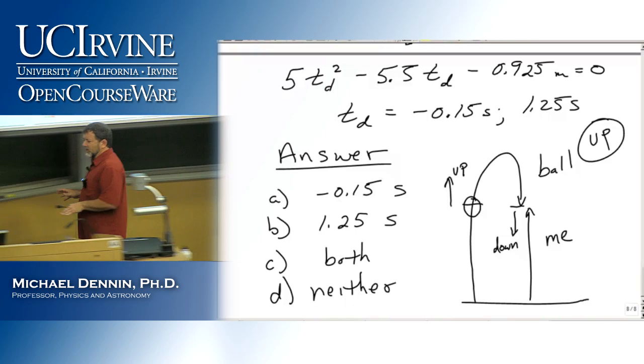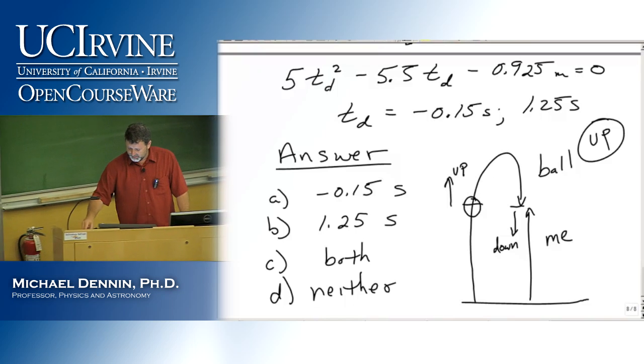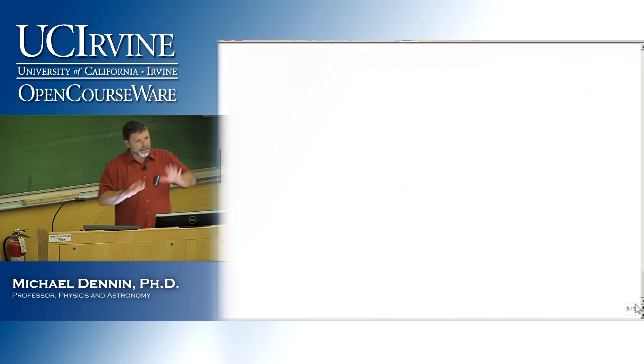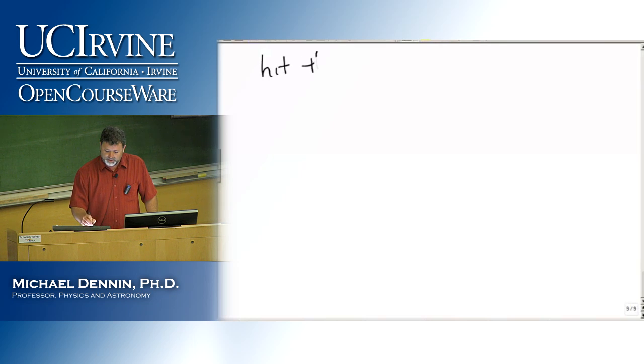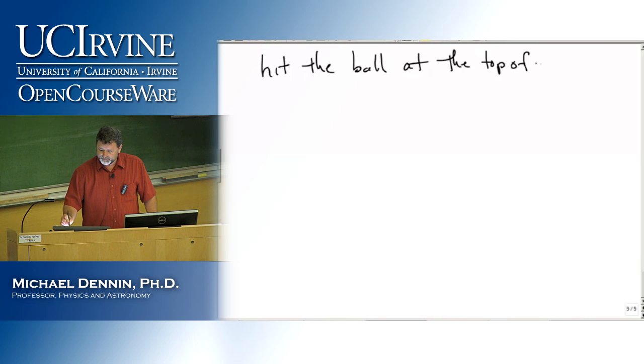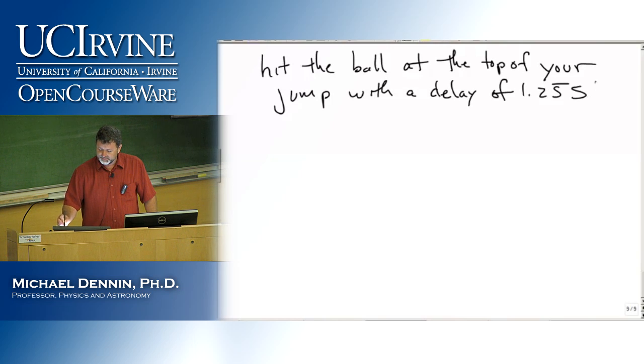So let me write that down. Suppose we had pretty much all the information you were given, all the initial velocities, difference in heights, and I said, you hit the ball at the top of your jump with a delay of 1.25 seconds.